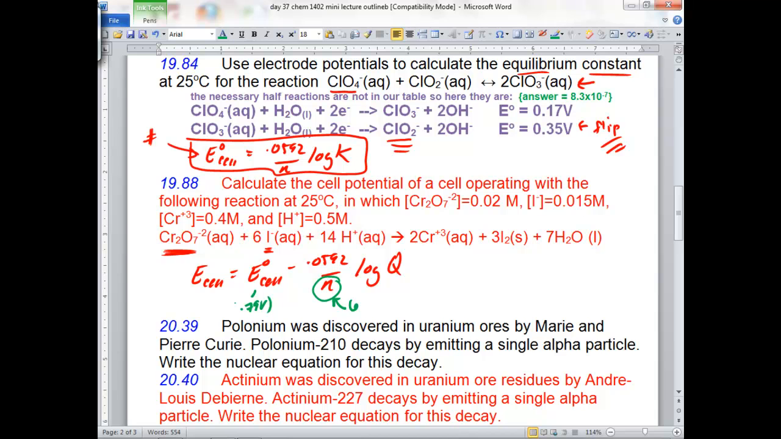So you're doing this right. If you figured out that your little n's got to be 6 and your E0 cell's got to be 0.79 volts, they did that by picking out the right half reactions on the table, E cathode plus E anode. And then they substitute in the concentrations. You got to substitute in the concentrations in your Q expression, and you'll have it.